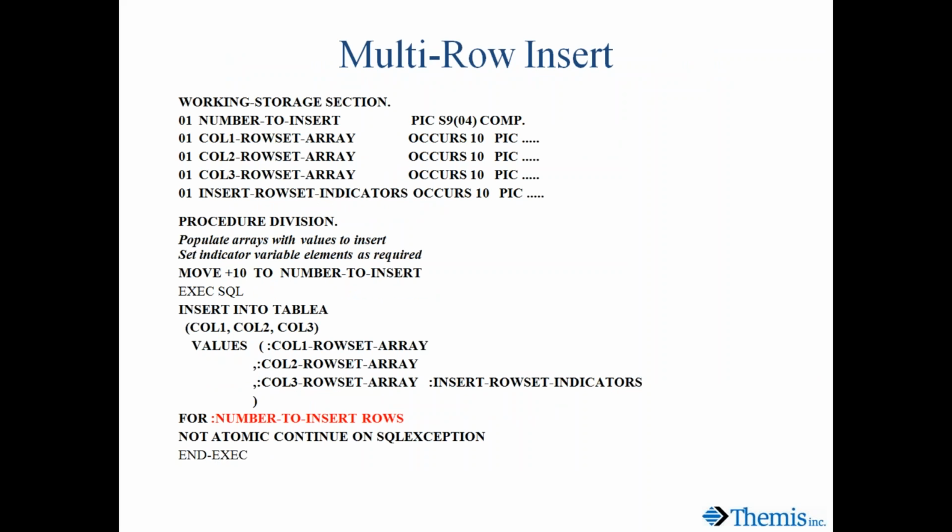Now, multi-row insert, you'd set up an array. You would populate the array. Tell DB2 how many you're going to insert. We're just doing 10. Taking a CICS screen and handing 10 rows to DB2 at a time. Then we're going to insert into the table our values from our array, okay, for however many in our variable, our number of rows, not atomic, continue on exception. So if any one of the 10 rows has an error, the other 9 go in there. It doesn't abort the whole thing. It's not atomic. I will decide whether to commit or not at that point.